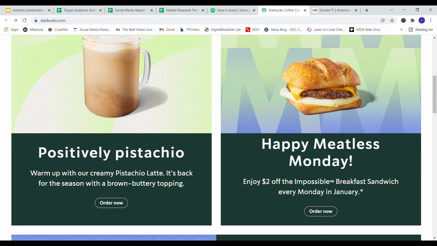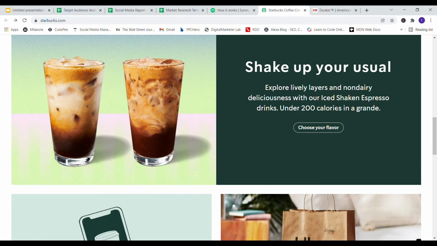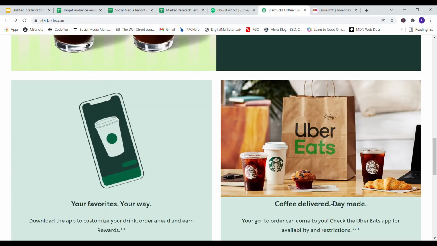So understanding, is my customer looking to be environmentally friendly? Is that important for their messaging? Is a meat-free diet a factor? Starbucks clearly has a portion of their customers who this resonates with. I also thought it was interesting that they have this under 200 calories promotion as well. So health is almost definitely a concern of Starbucks customers.